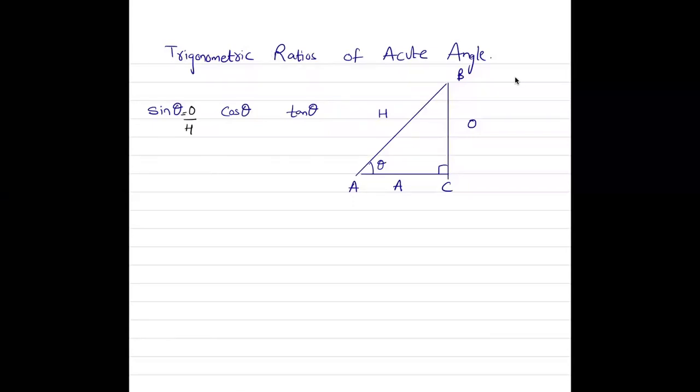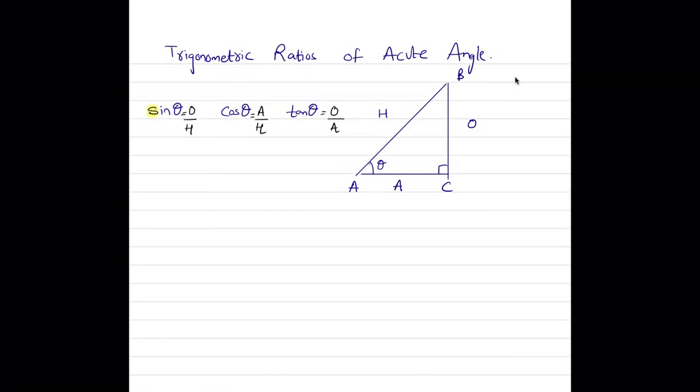Cos theta is the ratio of adjacent upon hypotenuse, and tan theta is the ratio of opposite over adjacent. So these are the three trigonometric ratios. Do you know all these trigonometric ratios by heart? Yes. Okay. You can also use a common statement to remember this.